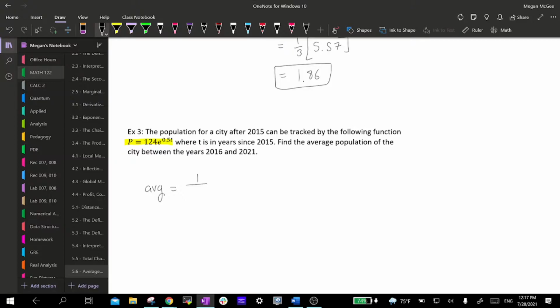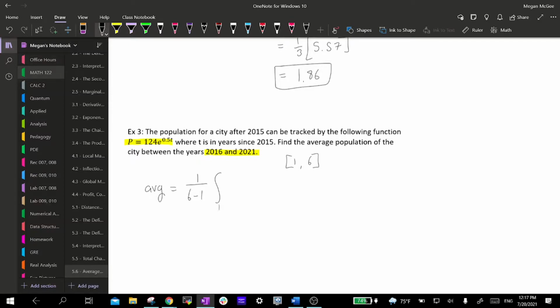Well, we need to find b and a. We were told between the years 2016 and 2021, where t is in years since 2015. So 2016 is 1 year after 2015, and 2021 is 6 years after 2015. So that's our interval here. So our b minus a is 6 minus 1.